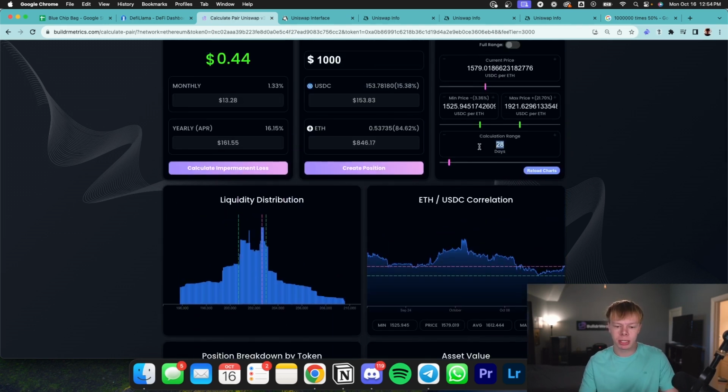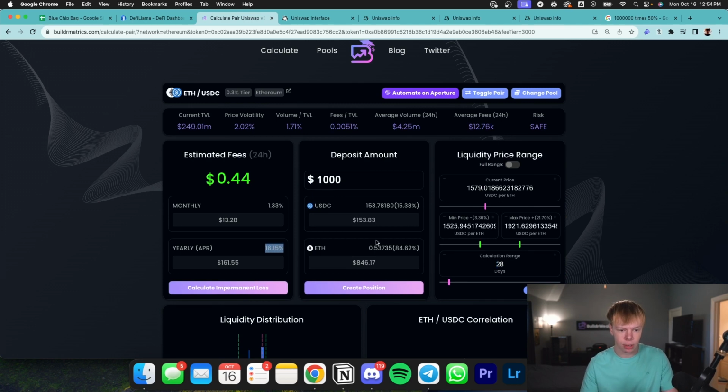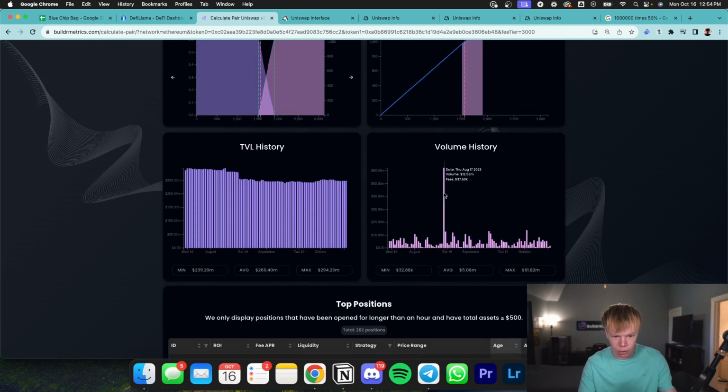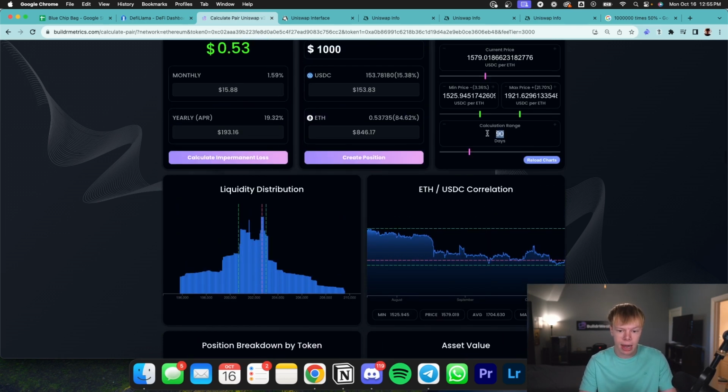And this basically determines how much data it factors into this calculation over here. So if we put 28 days and look at the average fees, it's 12.76K per 24 hours. If we change that to, let's just say, 90 days, you could see average fees is about 15K. We could also scroll down and look at the volume. As you can see, there was this volume day where we had pretty much $60 million in volume for Ethereum, which is obviously skewing our results in this 90-day calculation.